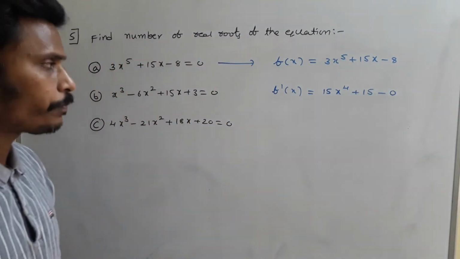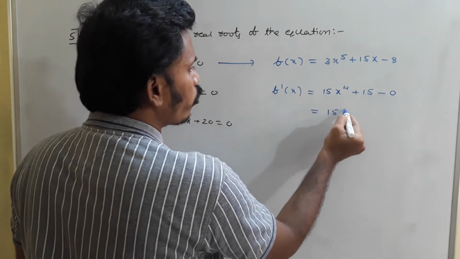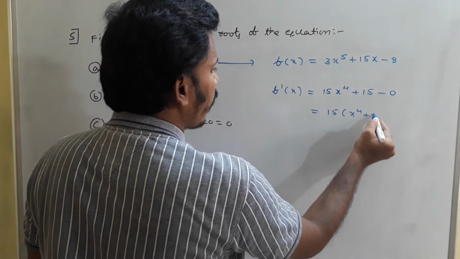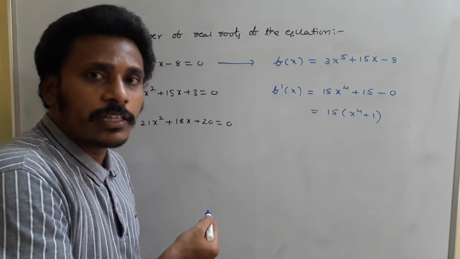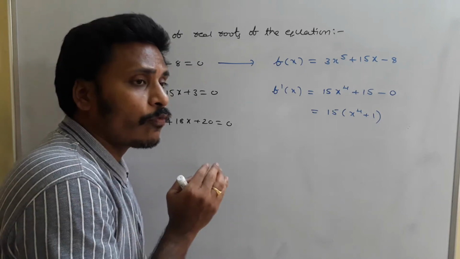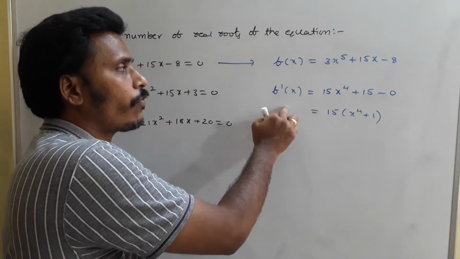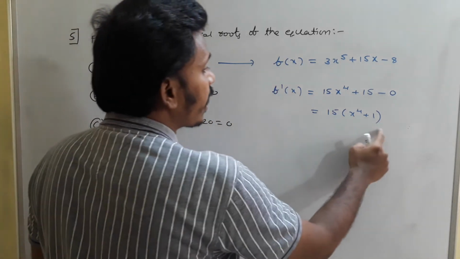Since it is a constant. Okay. So clearly f dash of x is equal to 15 times x power 4 plus 1. As we discussed in 4b or 4c, first of all try to find out the roots of f dash of x. From there conclude the roots of f of x. Here f dash of x has no roots.